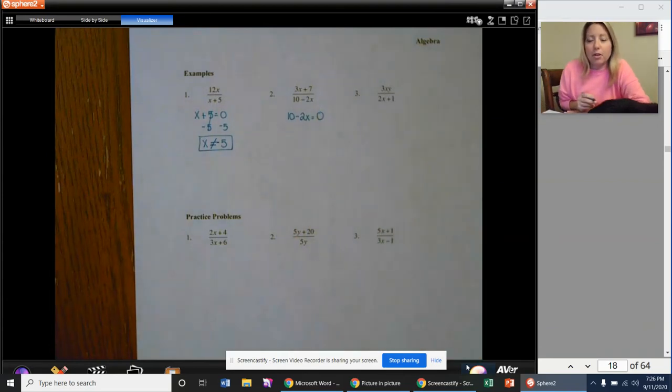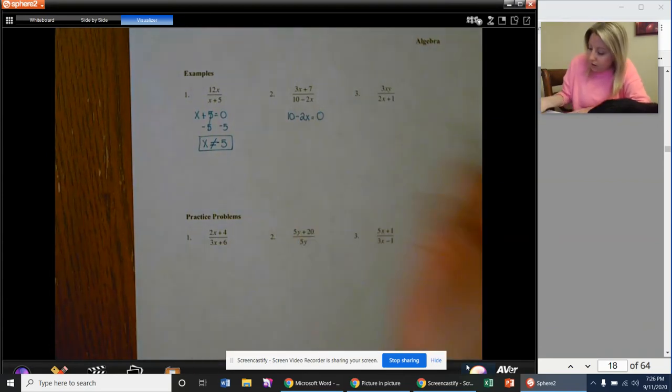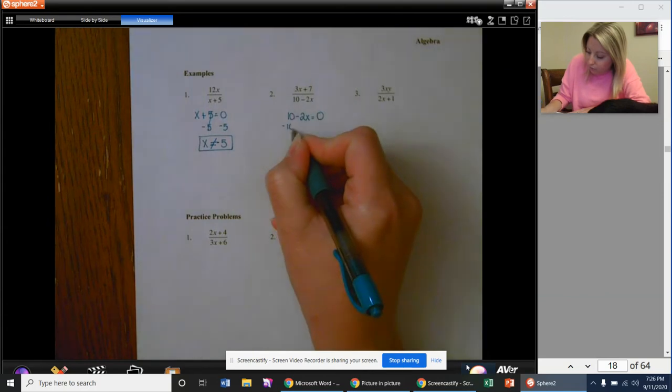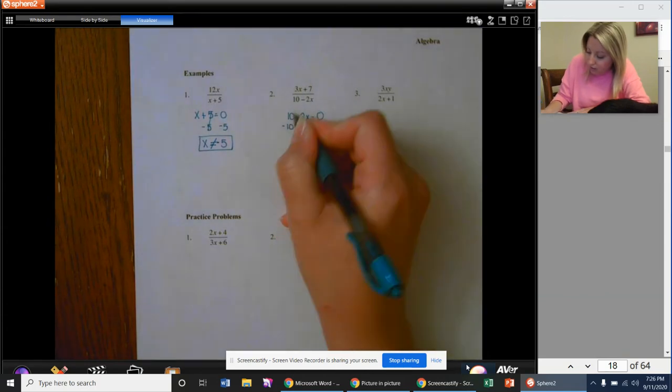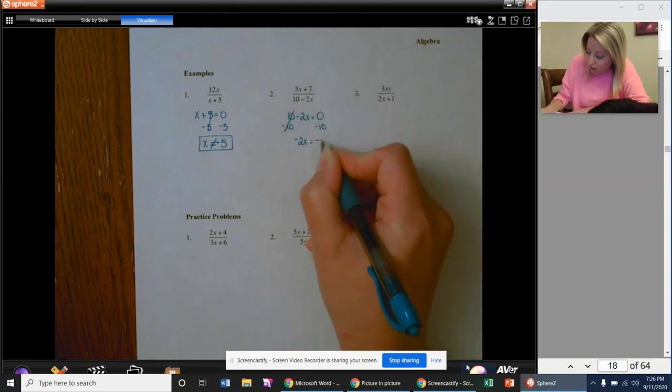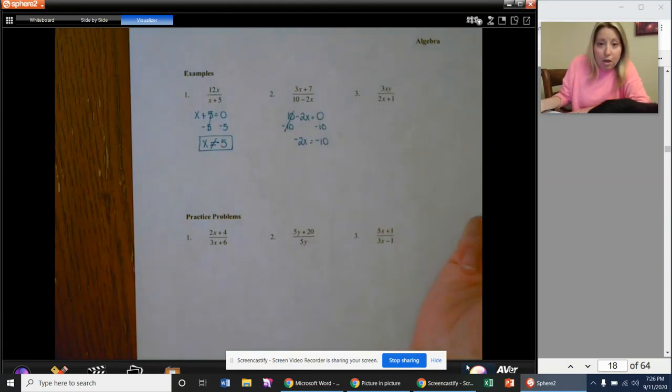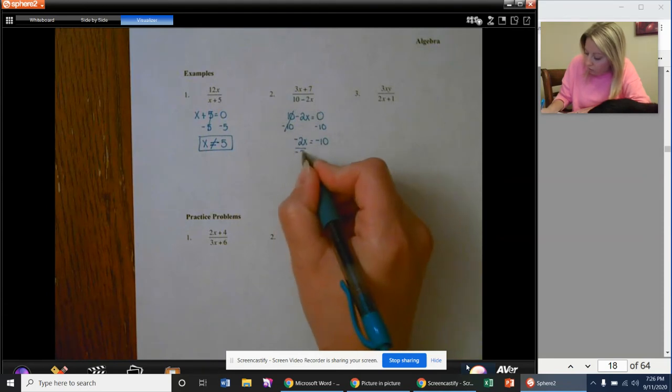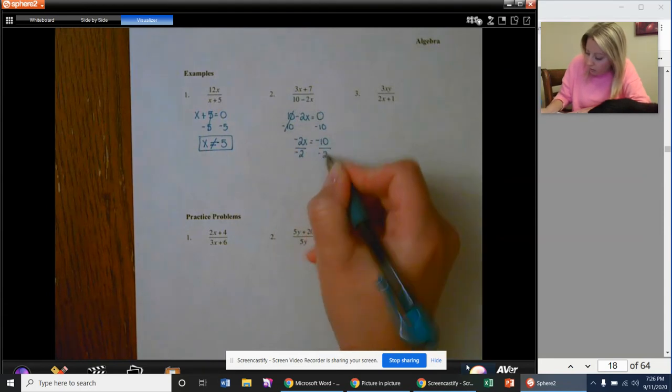Okay, let's take that denominator out, set it equal to 0. Now let's get x alone. So we'll start by subtracting 10 from both sides because the opposite of a positive 10 is a negative 10. Bring down your negative 2x, your equal sign, and your negative 10. Opposite of multiplying by negative 2 is dividing by negative 2. So I'll divide both sides by negative 2.